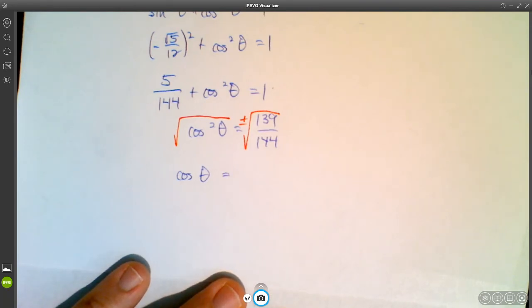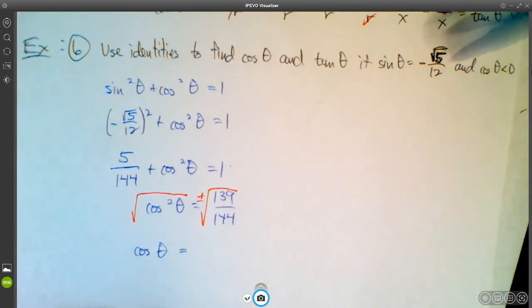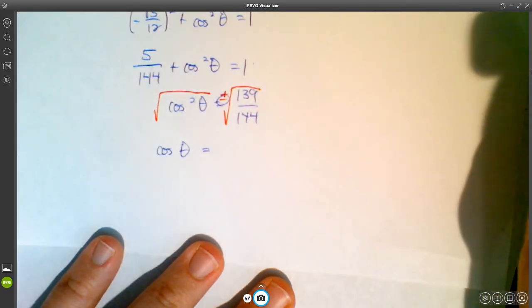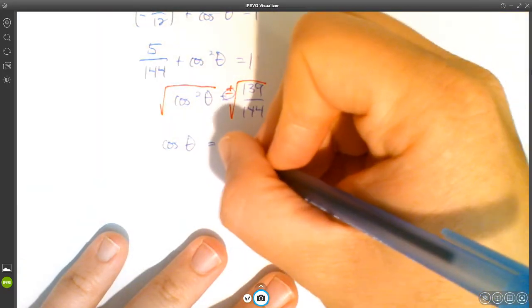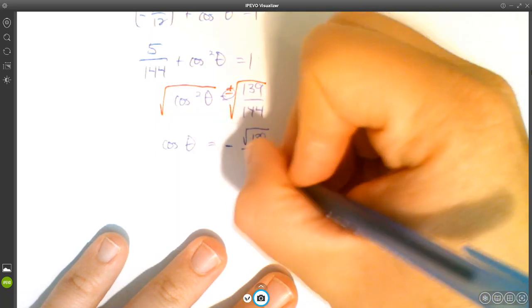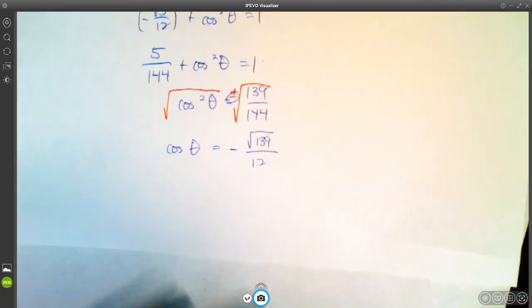So we have to make a decision. Is it going to be the positive square root or the negative square root? And up here we're given a clue, right? We're told that cosine theta is less than 0. In other words, cosine theta is negative. So we're going to choose the negative square root. We're going to say cosine theta is negative root 139 over 12, right? So I'm taking the square root of 144. It's just 12. So we get negative root 139 over 12.